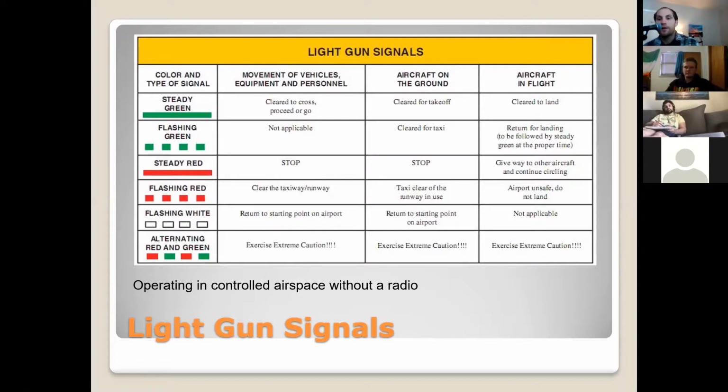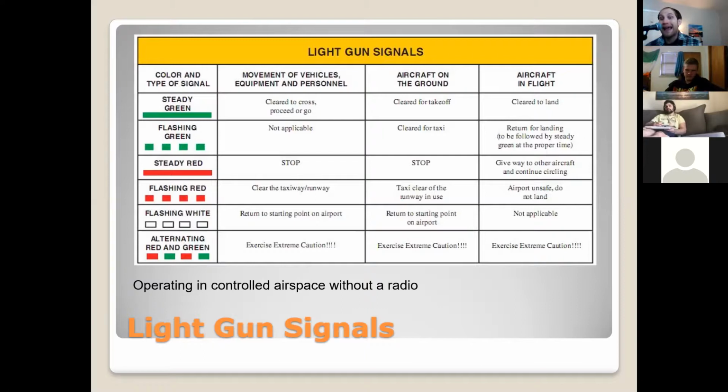Okay, here's an interesting one. Aircraft in flight, flashing red. It says the airport is unsafe. Do not land. Airport is unsafe. Do not land. That is flashing red. So if you were out there flying your airplane trying to land at a towered airport and you're seeing a flashing red light and you're circling around the airport traffic pattern, there's no reason for you to continue circling. The airport is unsafe. Do not land.